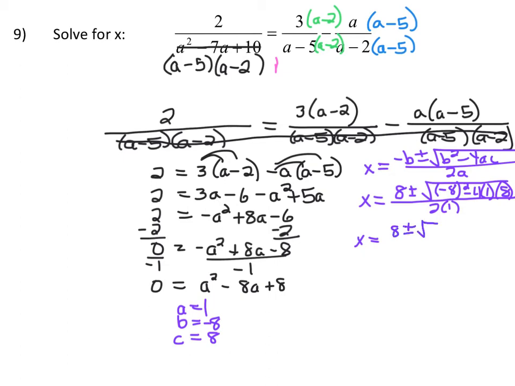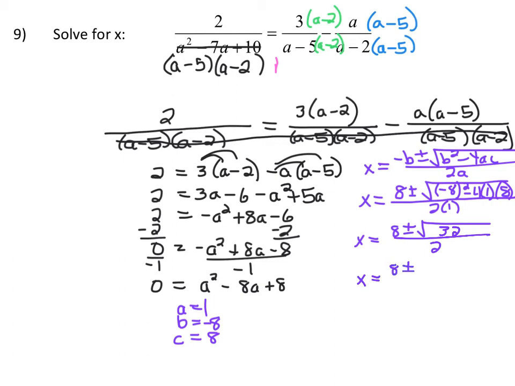Now we want to figure out what that's equal to under the radical. So negative 8 squared is 64. And then 4 times 8 is 32. So 64 minus 32 would be 32. And that whole thing is going to be over 2 times 1, which is 2. Okay, so now x equals 8 plus and minus.